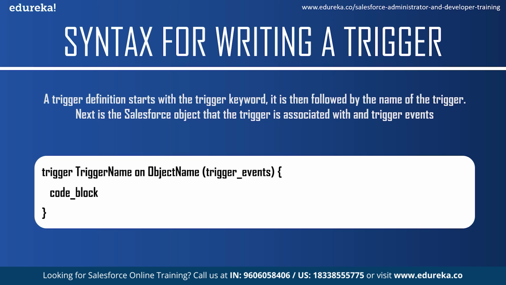A trigger definition starts with the trigger keyword. It is then followed by the name of the trigger. Next is the Salesforce object that a trigger is associated with. This could be anything like leads, contacts, accounts, or any custom object, which is also called an sObject. Next is the trigger event. You can fire a trigger on one or more events, but they should be comma separated. Next is the body of the code, which contains the conditions under which the trigger is fired.